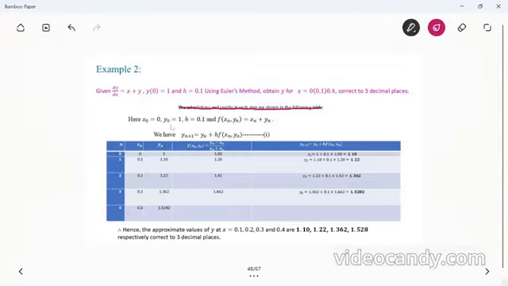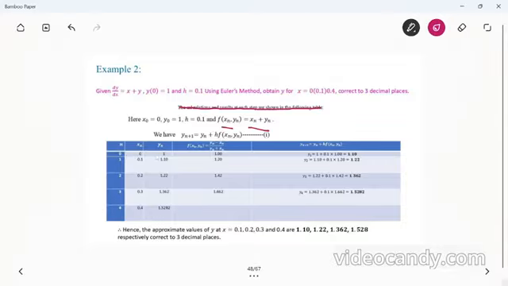x0 is 0, y0 is 1, h is 0.1. f of x and y is x plus y, so f of x and y is xn plus yn. And yn plus 1 equals yn plus h into f of xn, yn. The corresponding values of n are 0, 1, 2 up to 4, and xn are 0, 0.1, 0.2, up to 0.4. From here we can calculate f of x and y.